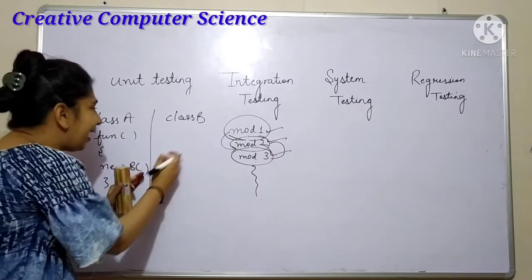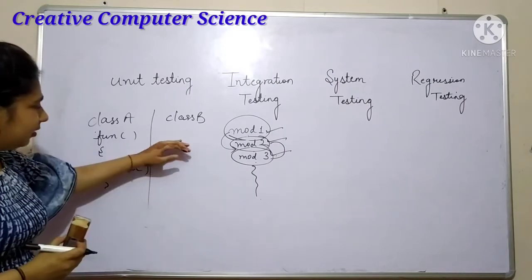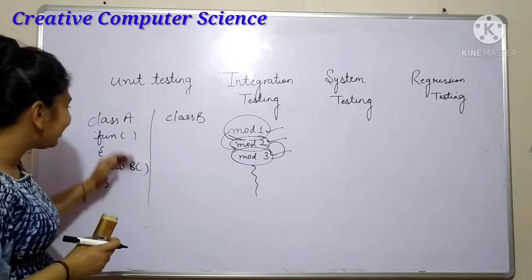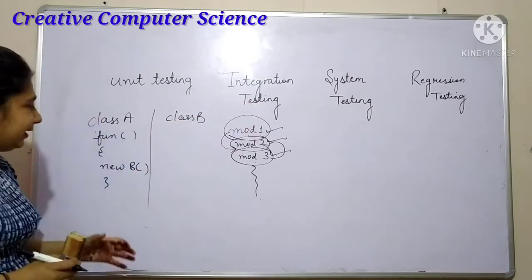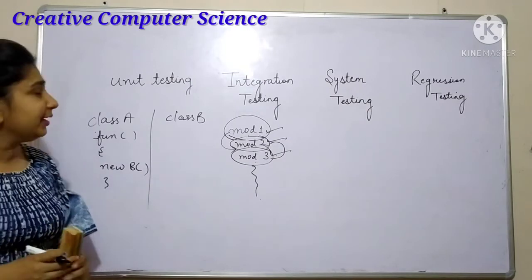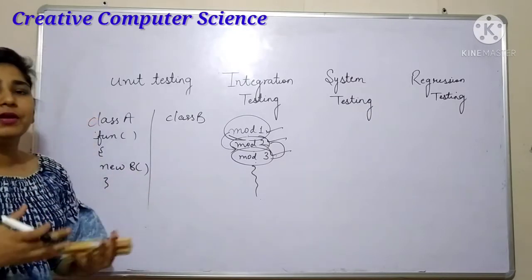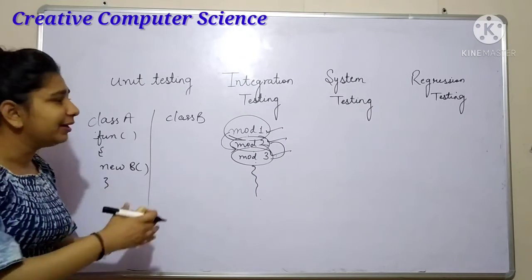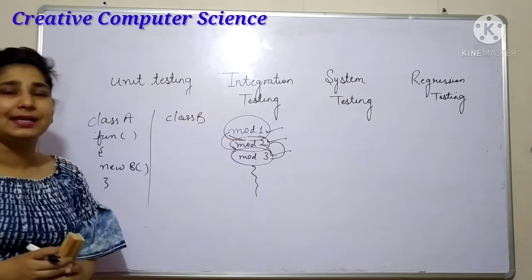In this, we are combining both module 1 and module 2 and testing them. Unit testing means testing each and every module individually, but integration testing means we are combining two modules and testing them together. So this is the entire purpose of integration testing. Gradually we are moving ahead. We are starting from the small point and moving ahead. So this is integration testing.